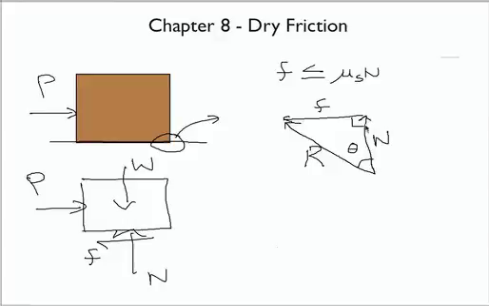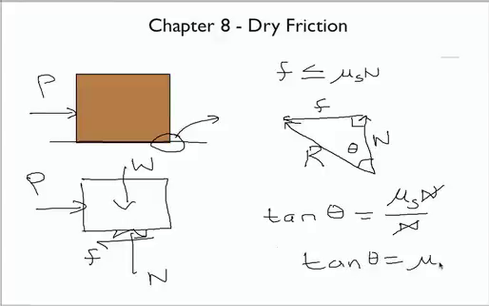So this 90-degree angle will always hold, right? Because the friction is always perpendicular. The normal force is always perpendicular to the surface, and the friction is always parallel. So these two things will always be 90 degrees. And so we can ask ourselves, what's that angle? So we write tangent of theta, and then opposite over adjacent, so that's mu_s N over N. So we notice immediately, right, the N's cancel, and then the angle tangent theta is just equal to mu_s.